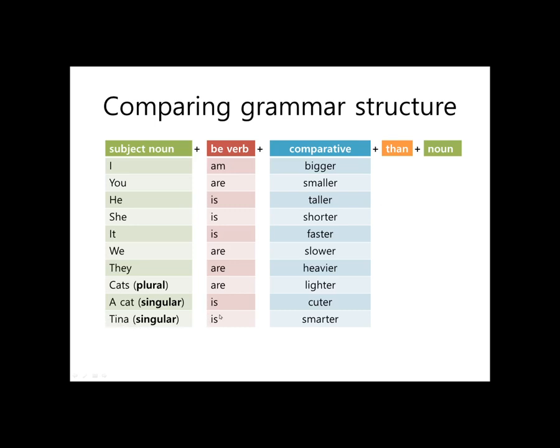So I'll read some quick sentences. I am bigger than you. You are smaller than me. He is taller than us. She is shorter than you. It is faster than a cat. We are slower than a car. They are heavier than the kittens. Cats are lighter than dogs. A cat is cuter than a chicken. Tina is smarter than me.